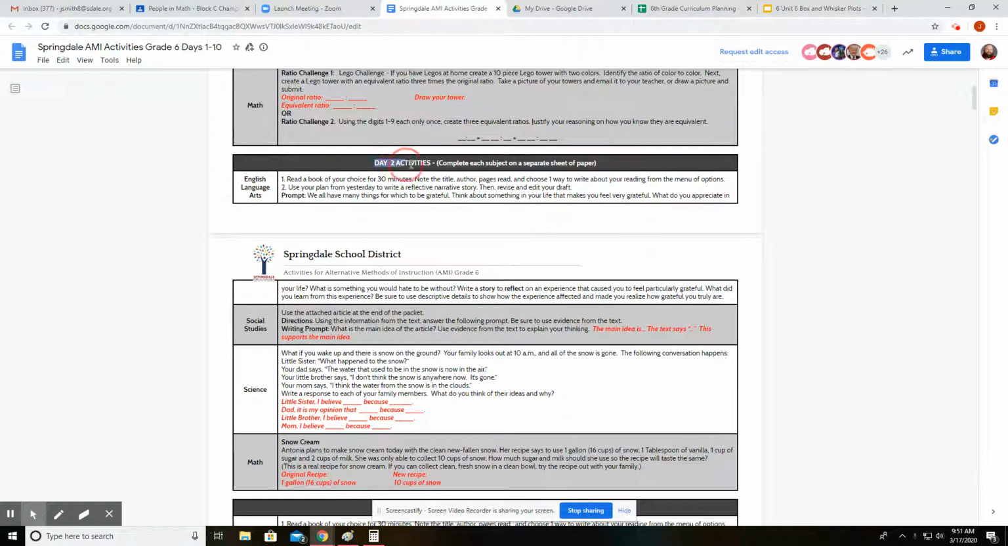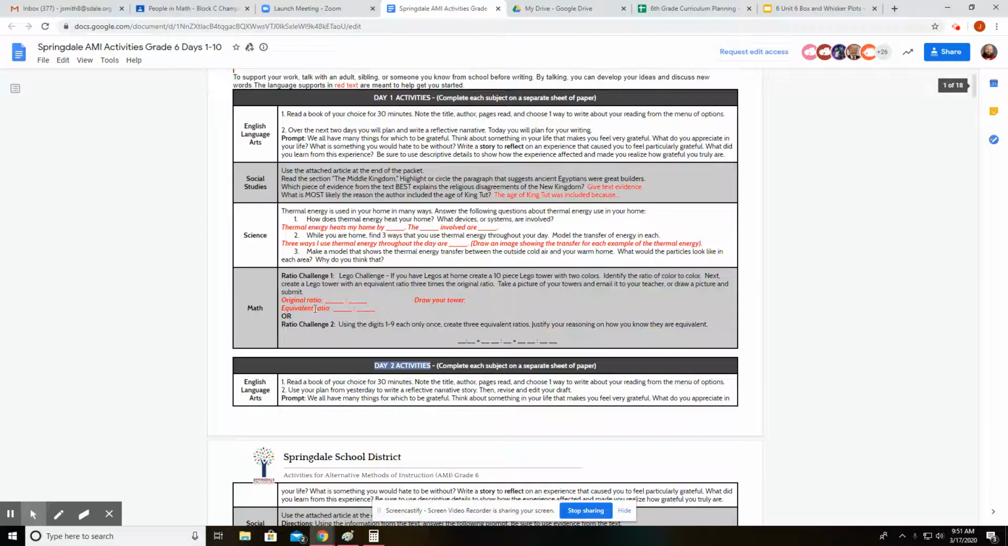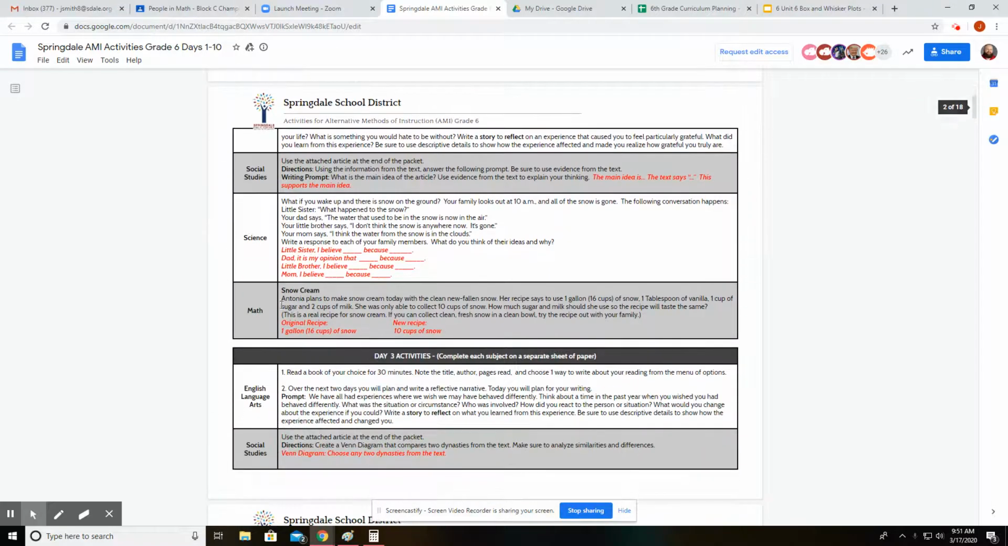I'm on the day two activities. The math one is down here. It appears to be on your second page. So it's on your second page here.